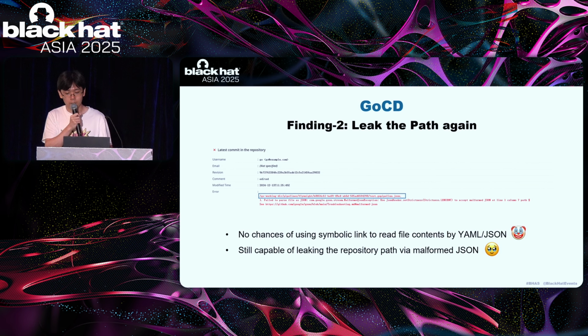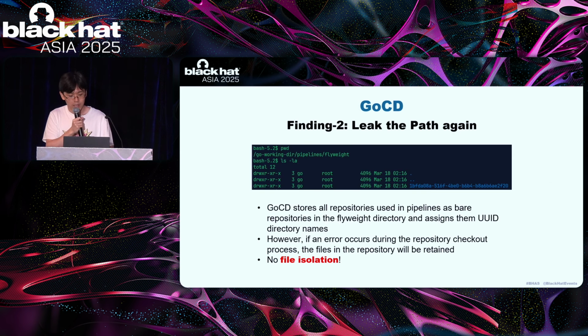Remember the arbitrary file read vulnerability we mentioned earlier? We also tried it here, but it didn't work. So there's no chance of using a symbolic link to read file contents via YML or JSON. But we are still capable of leaking the repository path via a malformed JSON. Actually, GoCD stores all repositories used in pipelines as bare repositories in the flyweight directory and assigns them UUID directory names. However, if an error occurs during the repository checkout process, the files in the repositories will be retained. So no file isolation again.